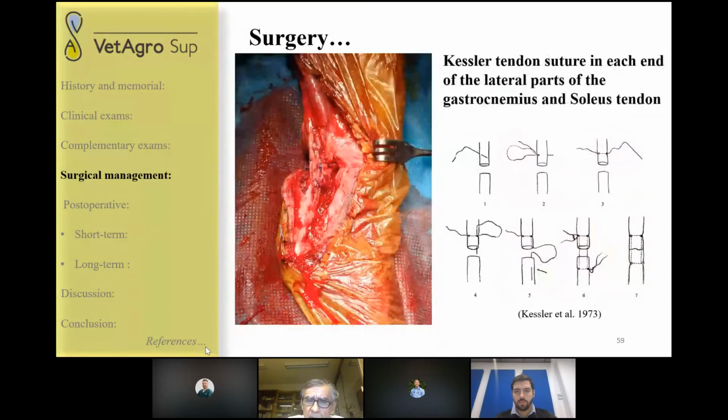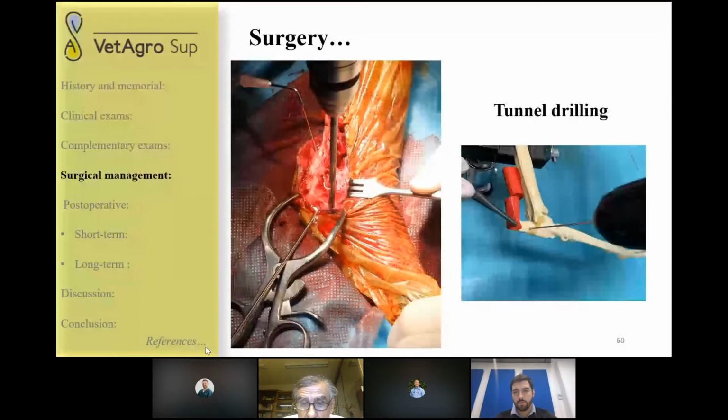I do the reconstruction of the lateral part from the gastrocnemius and the soleus tendon with a Kessler suture. And this part was thinner than the other. Next slide, please. Next slide. So, yes. At this time, I decided to drill the tunnel to prepare the passage of the ligament. Next slide.